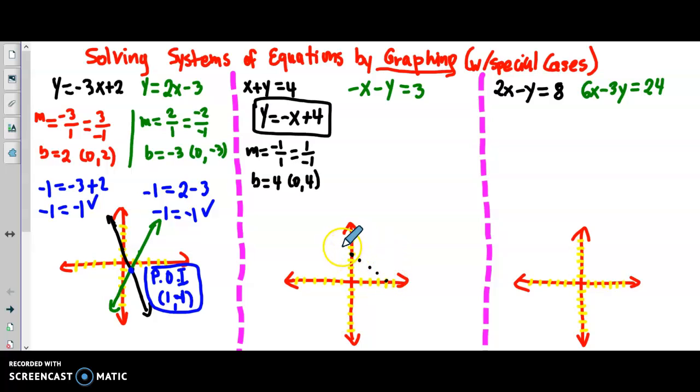Or you can go the other way, up 1, left 1. So here's the first line. I anticipate that the line would be decreasing because my slope is negative.